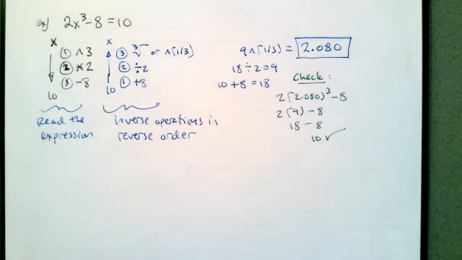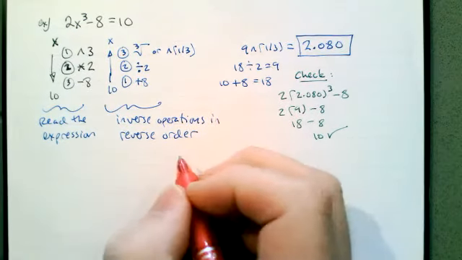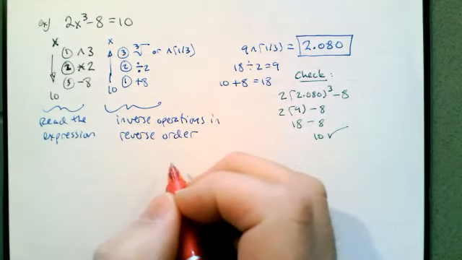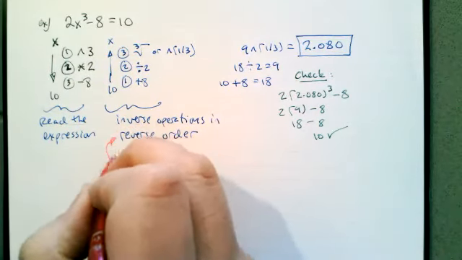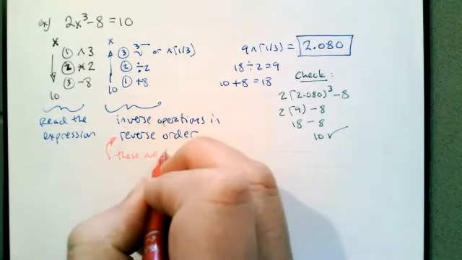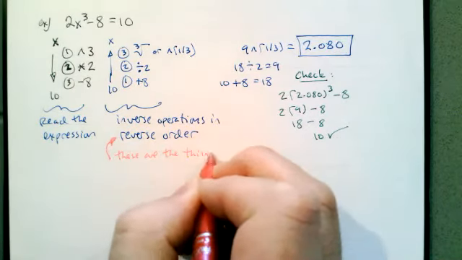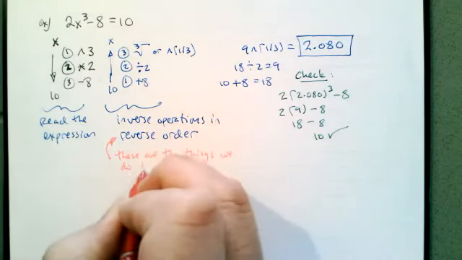So notice that this fits with the model of do the same thing to both sides. The inverse operations in reverse order are the things that you do to both sides. So for those of you coming from the do the same thing to both sides camp, these are the things we do to both sides.